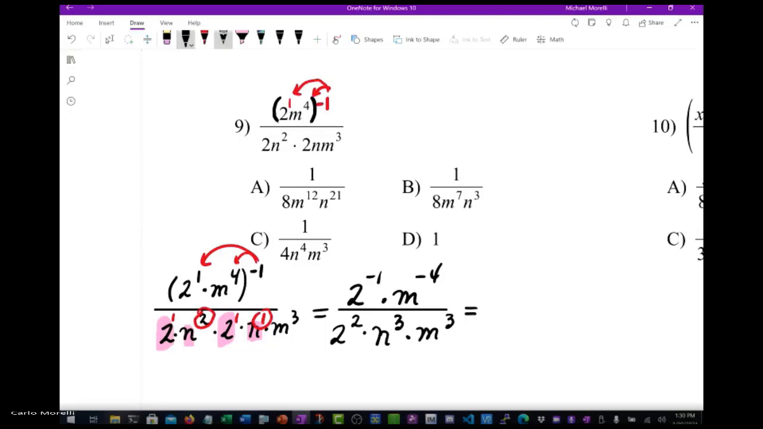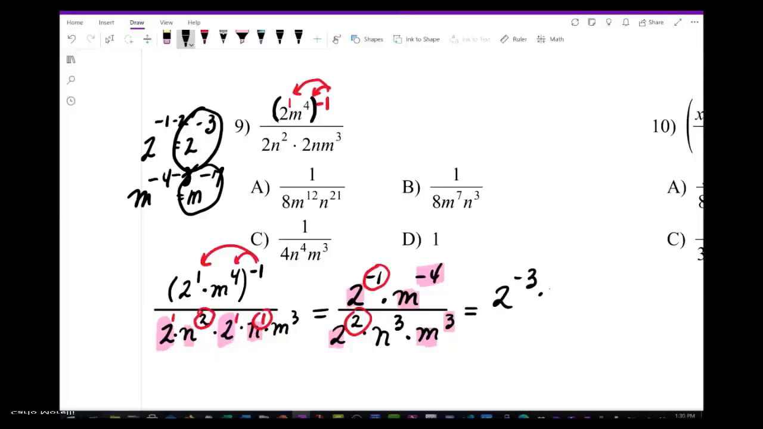Now, what I'm going to do now is notice that my bases on these 2's are the same. They're in the denominator and numerator, so I'm going to do 2 to the power of -1 minus 2. So that gives me 2 to the power of -3. Okay. So the other thing I'll go ahead and do is I'll apply the quotient property here because I've got these m's that are the same. That's -4 minus 3. So what that looks like is m to the -4 minus 3 equals m to the -7.